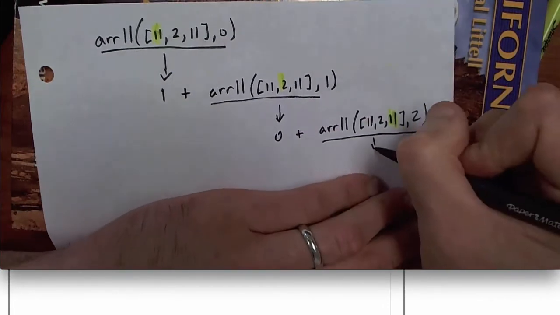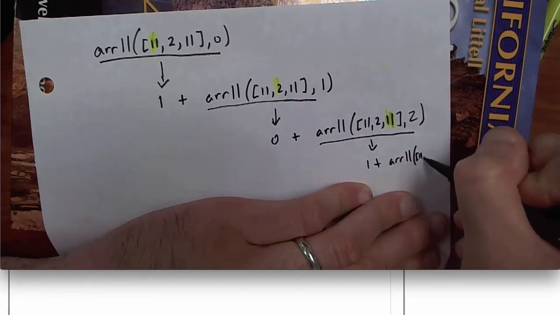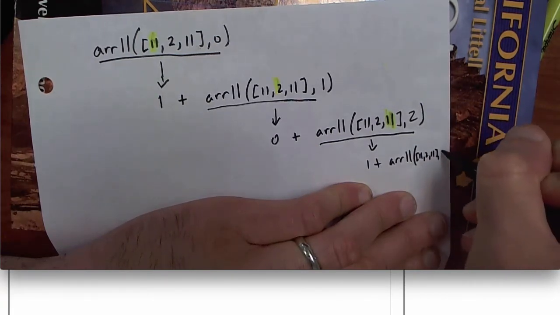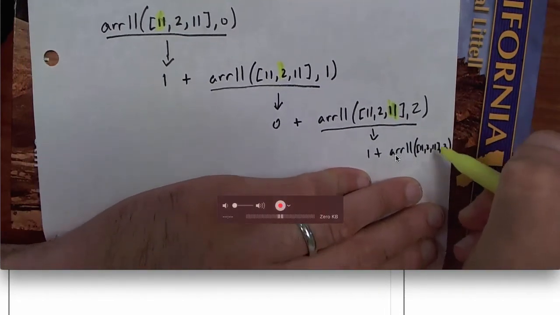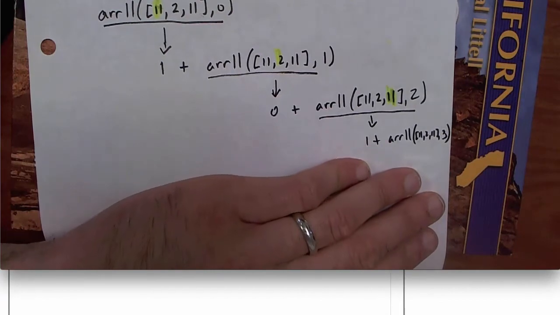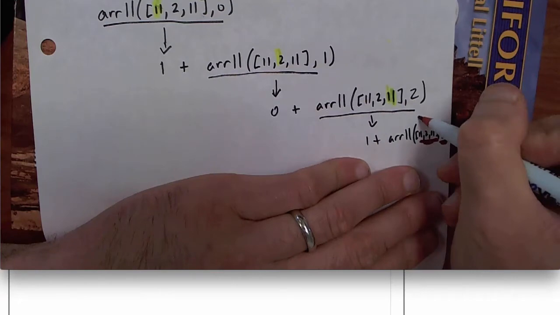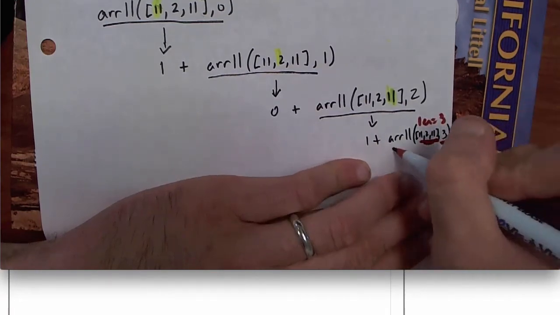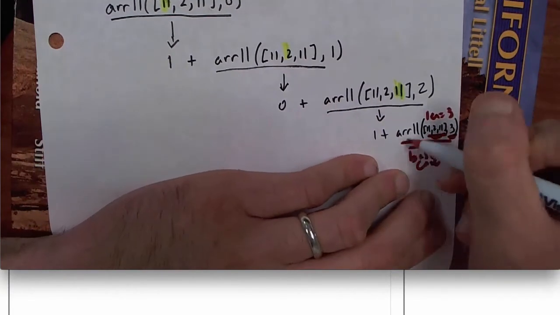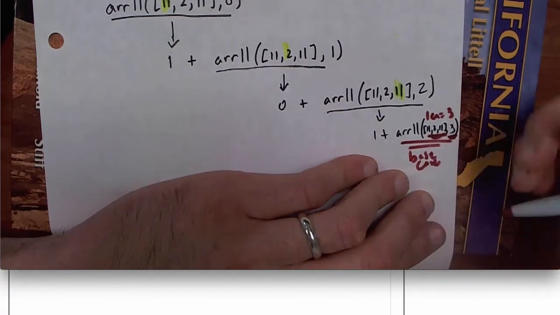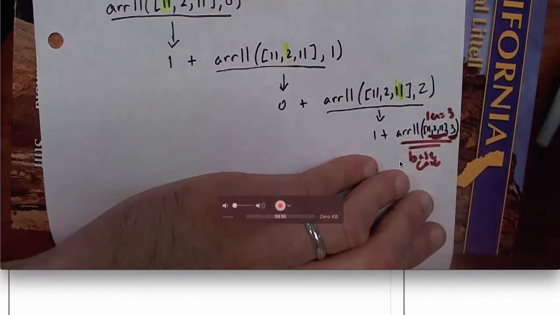plus whatever the result is of calling array 11 with index 3. Again, there is no index 3. I would get an out of bounds exception here. But luckily, I have hit this: 3 equals the length. The length is 3. So this is my base case, and I stop. Since this should return an int, what int should this return? Clearly I'm off the edge here. So for the base case, I'm going to return 0.